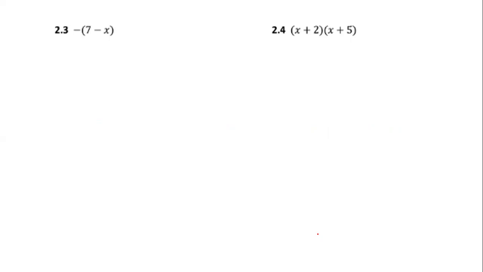Now we move to 2.3. Remember, the questions will get much more complex as they build up. They say to us we have an expression which is negative 7 subtract x. Now what is basically happening over here? We want to multiply this negative inside of the bracket where we have the binomial. Remember, this is the product of two binomials.